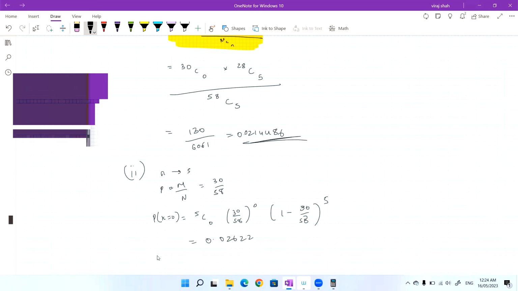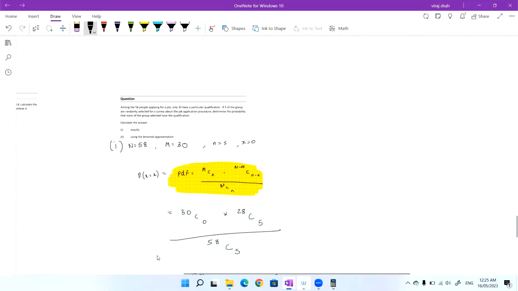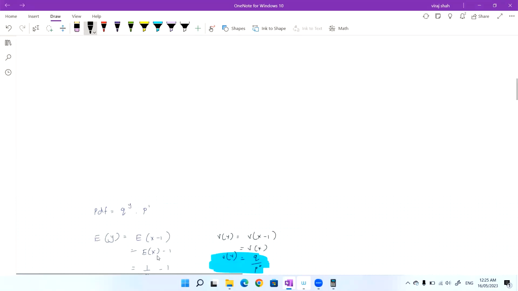If you see the probability numbers, they are quite similar. So binomial is a good approximation, but there is a difference. Why? The sample size is not large. If the sample size had been large, your difference would have been reduced. So with this, we are done with chapter 1. Finally, it is towards the end.